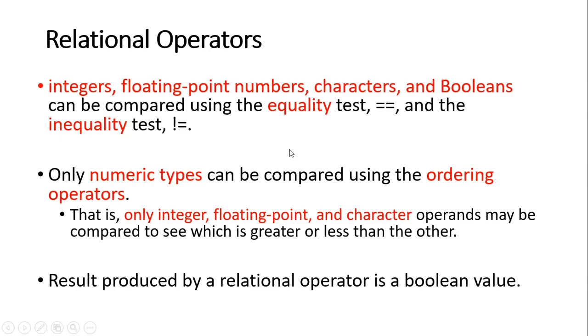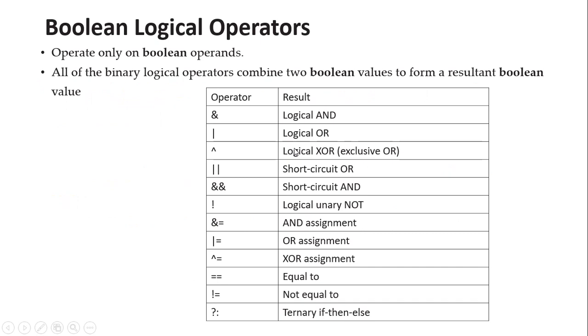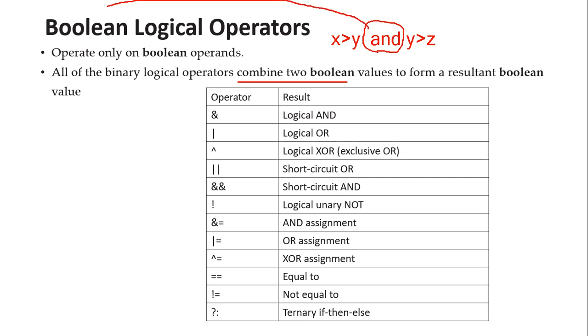Let's go ahead and look at the next type of operator, and that is the Boolean logical operator. Boolean operators take only Boolean values. They are generally used to combine two results. Like you know very well, if x is greater than y, and you want y is greater than z, this and that you are trying to use here is not the English and, it is this Boolean operator I'm talking about, this logical operator that is used to combine two Boolean expressions.